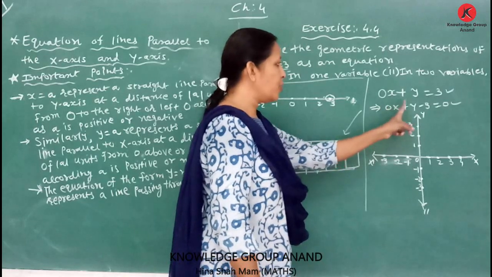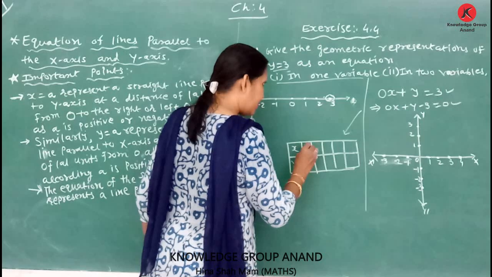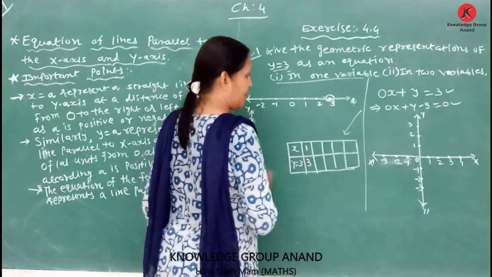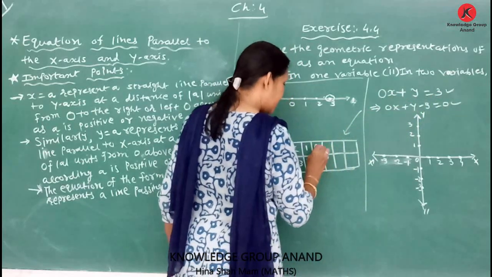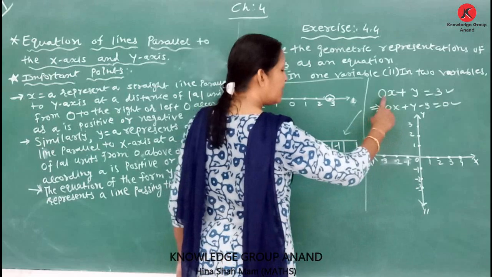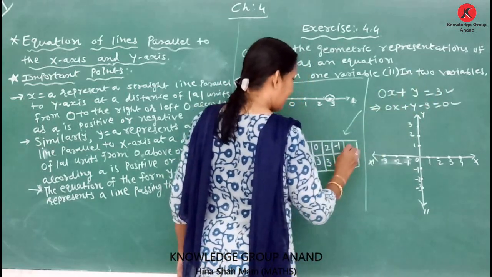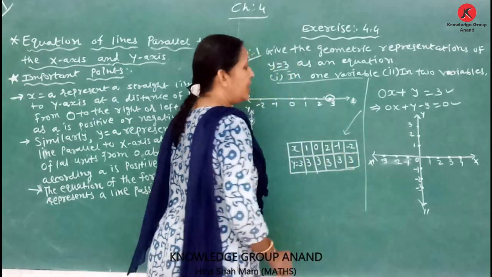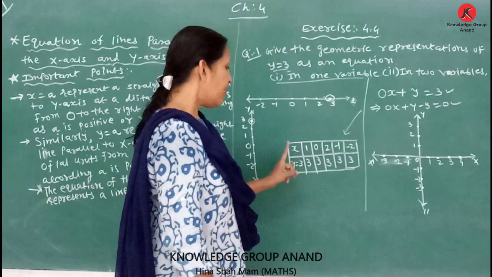0 into 1, 0 plus y is equal to 3. Therefore, taking 1, y is 3. Taking 0, 0 plus y is equal to 3. Taking 2, y is equal to 3. Taking minus 1, y is equal to 3. Taking minus 2, y is equal to 3. Here, for all values of x, y is equal to 3.